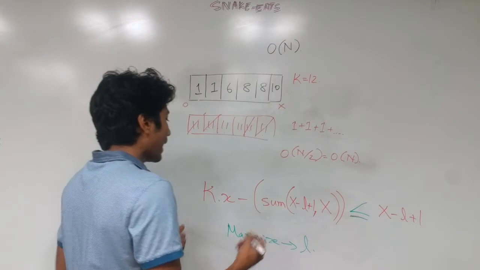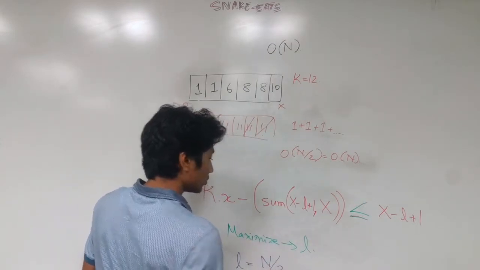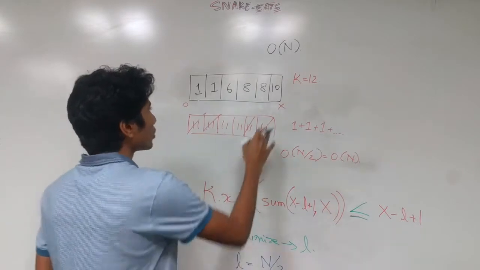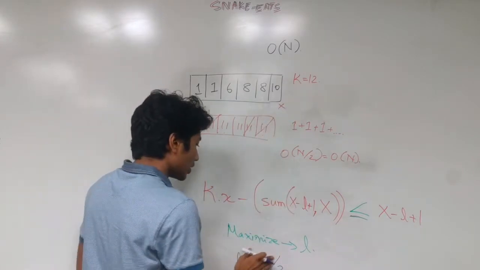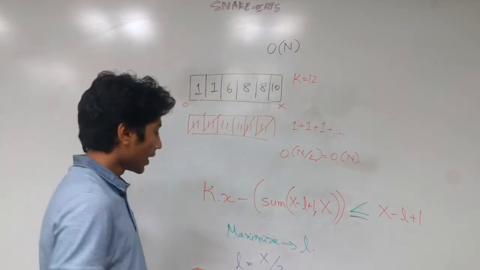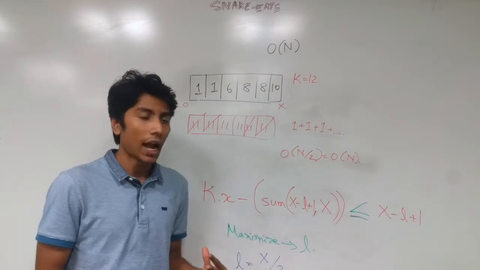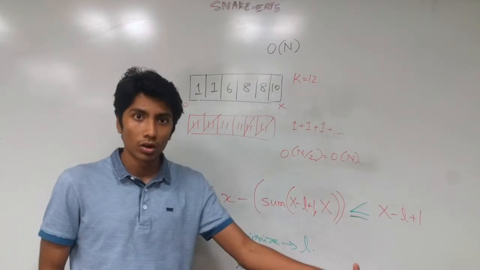Okay, let's say L is equal to n by 2. Or the smarter thing to do would be, actually, this is the length x, right? So L is equal to x by 2. That's how we start. If this equation holds, then we get greedy and we go for more, right?